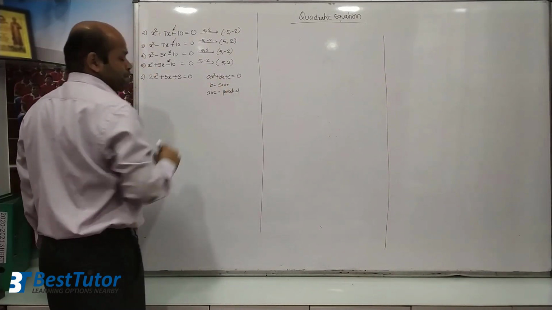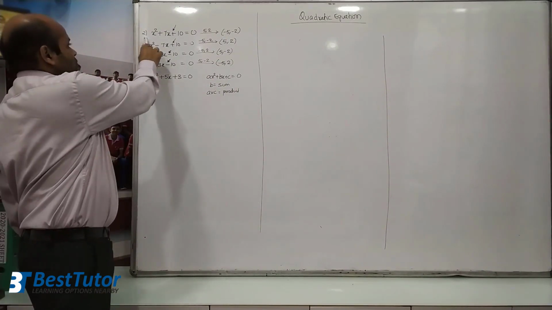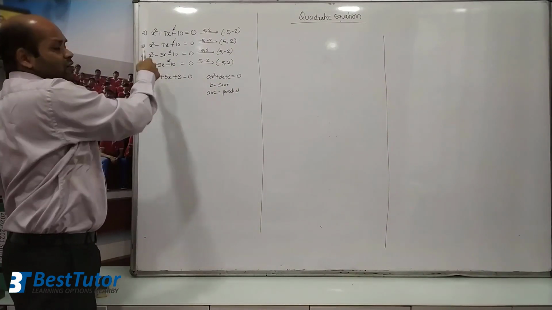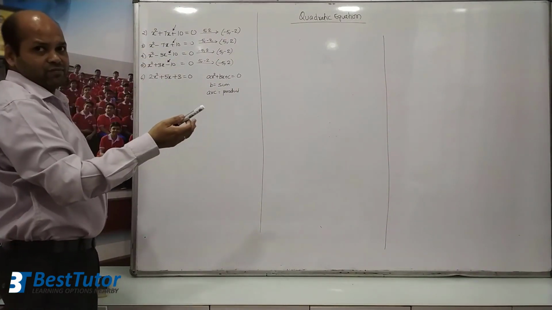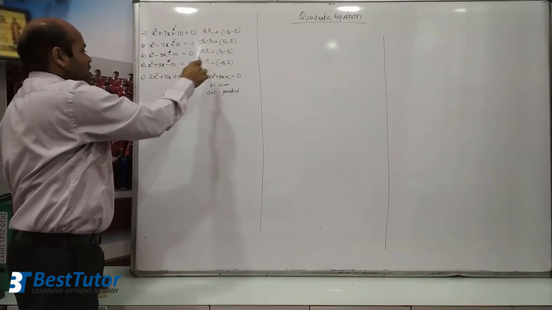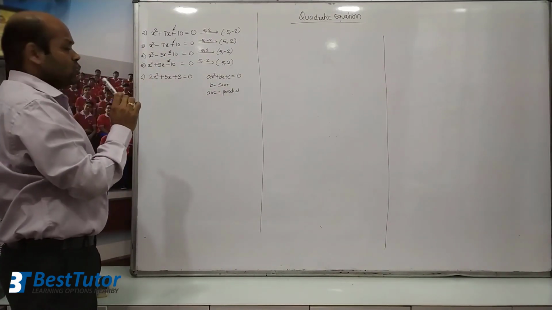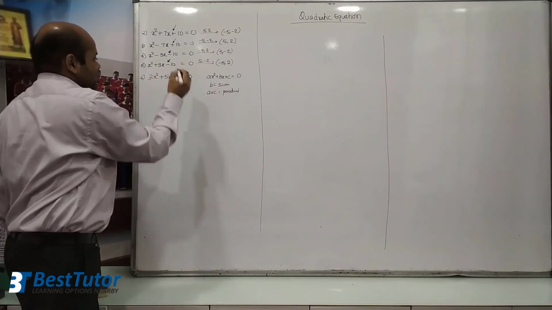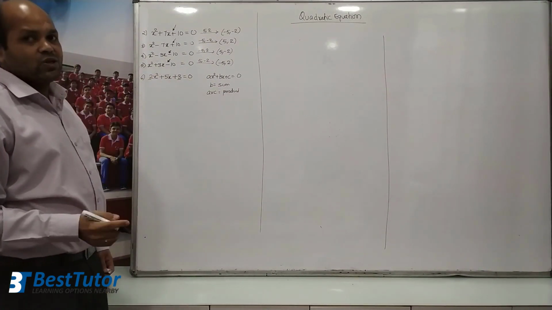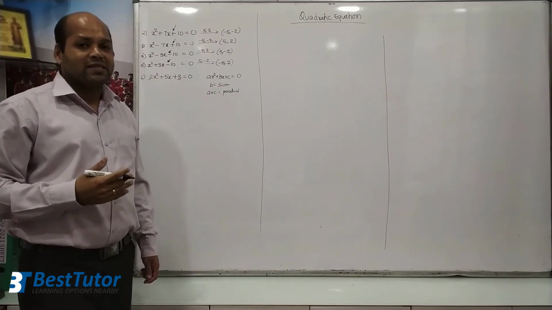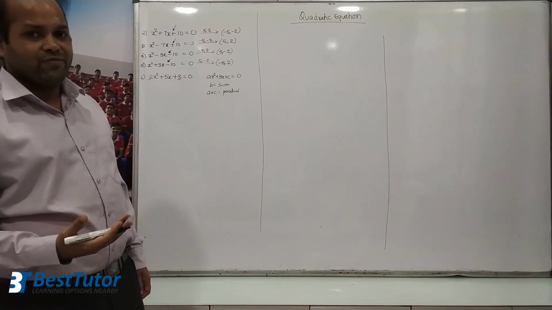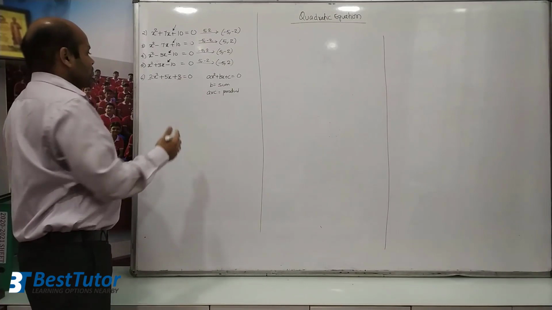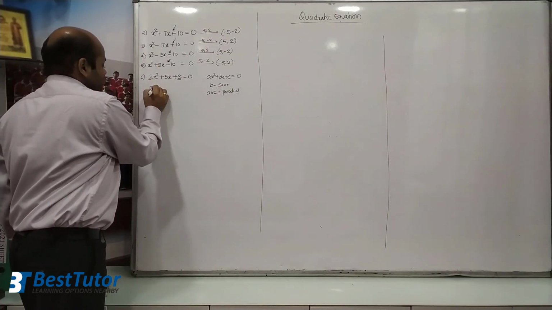Because in this question, what is the coefficient here? 1. 1 into 10 is 10. But this is the direct way of solving. This requires steps. So what is the product here? 2 into 3. That is 6. So which two numbers give the product as 6 and sum as 5? 3 and 2. So I do it here step by step.